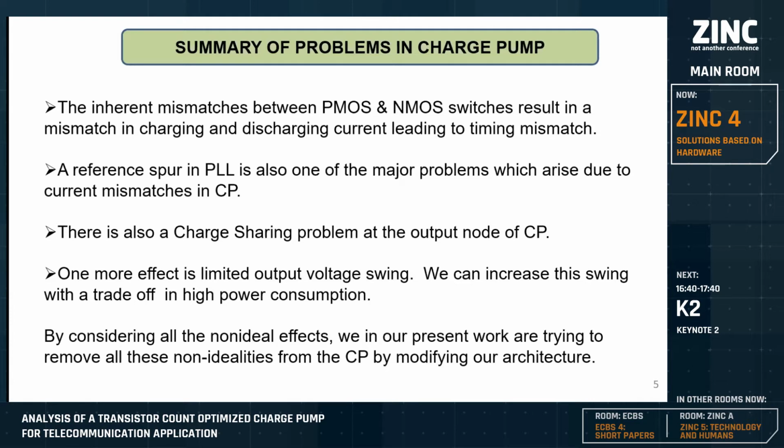These are the problems associated with the charge pump. The basic problems are inherent current mismatch due to differences in the PMOS and NMOS switches. That is why the current mismatch happens. The reference power and output noise are the other problems. So by considering all the non-ideal effects, in our present work we are trying to remove these non-idealities from the CP, that is the charge pump, by modifying the architecture, and we are also taking care of the power consumption of the charge pump.